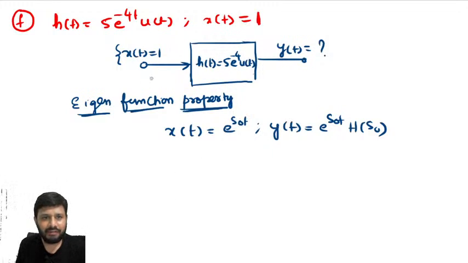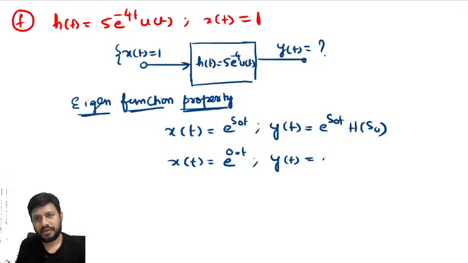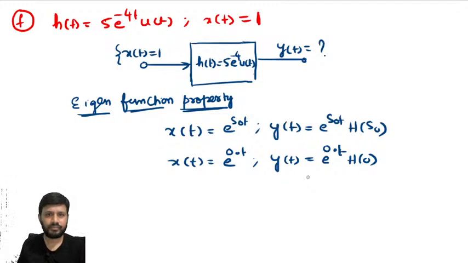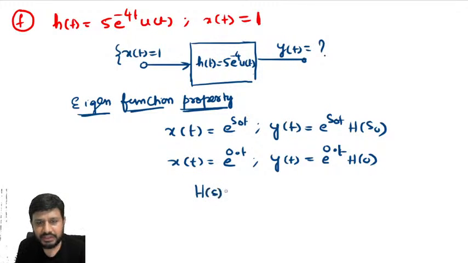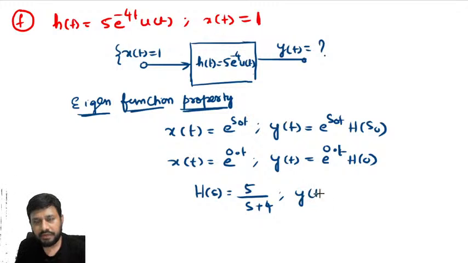Now, how can I write 1? Can I write 1 as e power 0 into t? Yes, then my y of t becomes e power 0 into t multiplied with H of 0. H of 0 means calculate the Laplace transform, and in the place of s, simply substitute 0. H of s, the transfer function, is 5 by s plus 4, so y of t is equal to H of 0, which is nothing but 5 by 4.